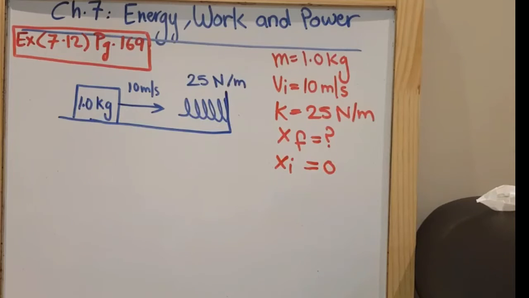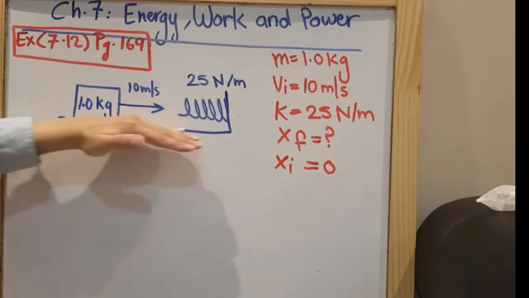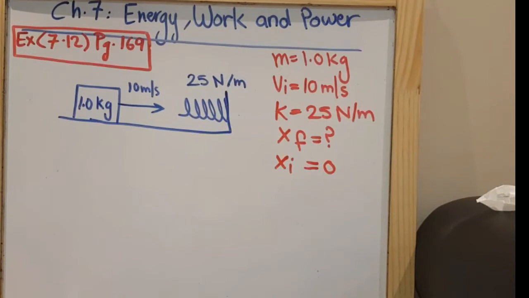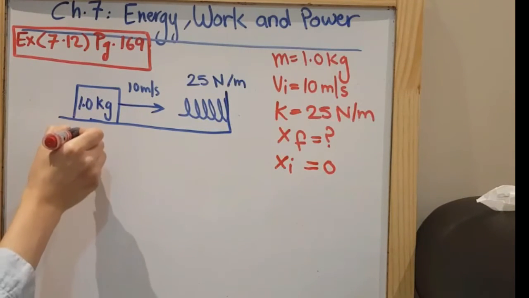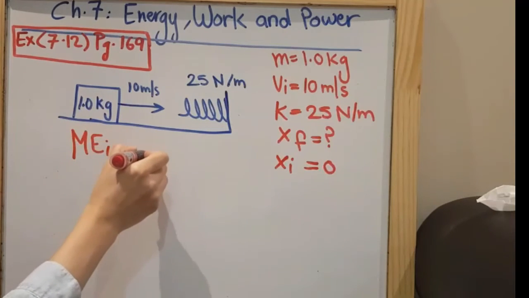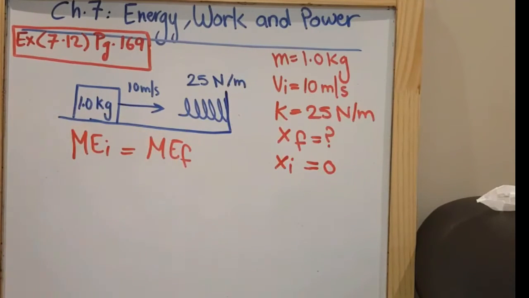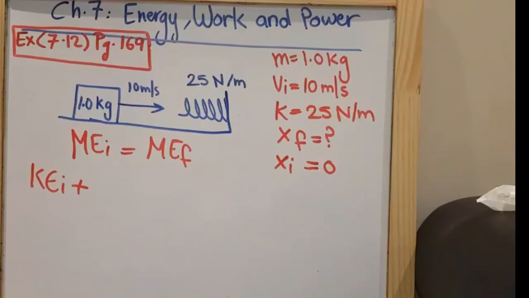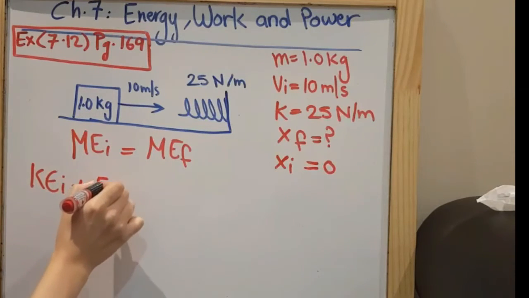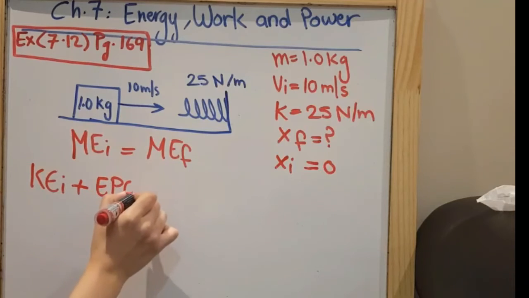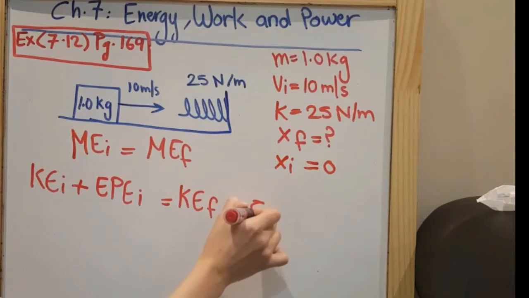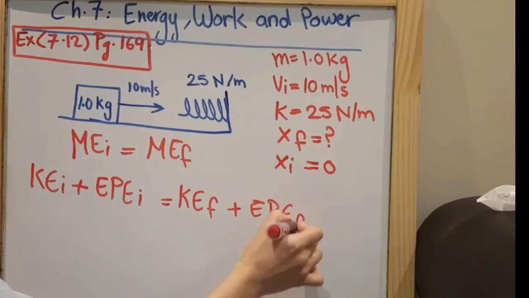Let's start solving the question. Here they didn't mention that we have friction, so we're talking about conservative forces. So we are going to use what? Mechanical energy initial equals mechanical energy final. Mechanical energy initial, I have kinetic energy initial. Here we are not talking about gravitational potential energy. We are talking about elastic potential energy. Initial equals kinetic energy final plus elastic potential energy final.